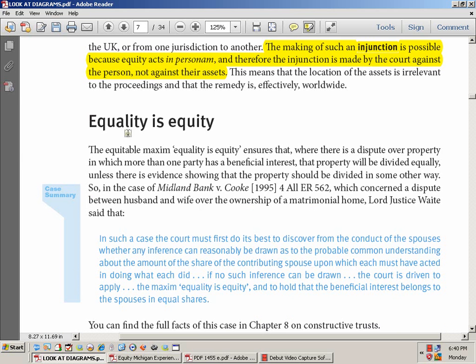Equality is equity. The equitable maxim, equality is equity, ensures that where there's a dispute over property for which more than one party has beneficial interest, the property will be divided equally, unless there is evidence showing that the property should be divided some other way. Okay? Equality is equity, right? So if there's more than one person with beneficial interest, it gets split equally.